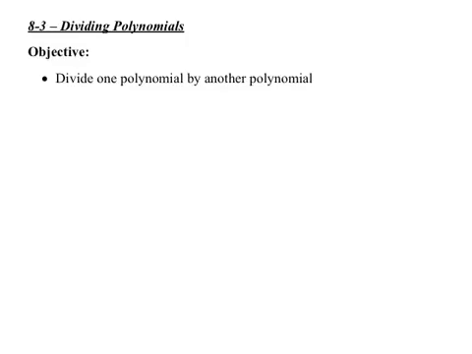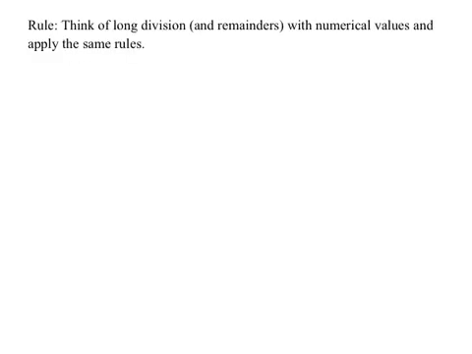Section 8.3, dividing polynomials. The objective here is to divide one polynomial by another polynomial. So a simple rule here is to think of long division and remainders with numerical values and then apply those same rules to variables and polynomial expressions. So let's take a look at an example.